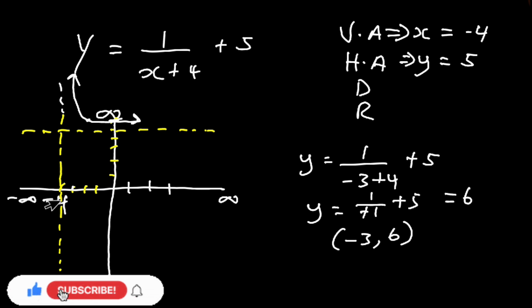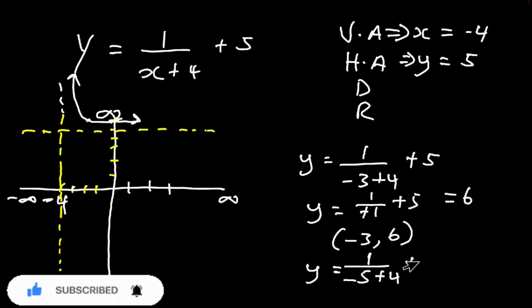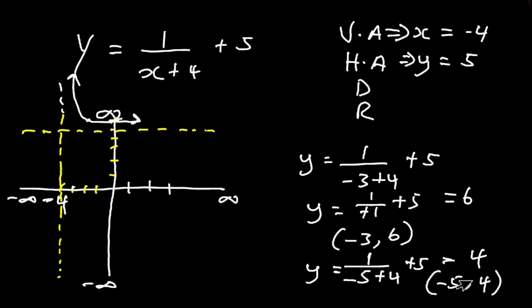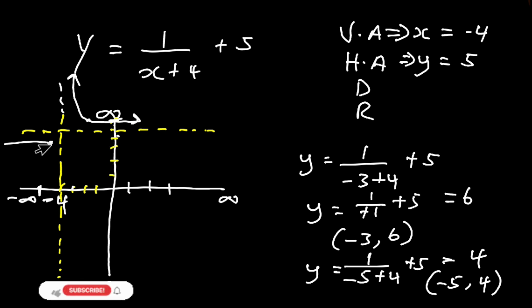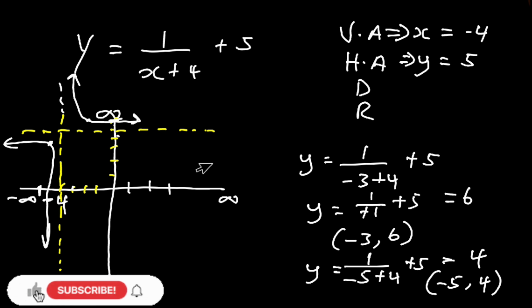Let's pick -5. If you plug in -5 here, we're going to have y is equal to 1 divided by -5 plus 4, plus 5. So -5 plus 4 is -1. Then -1 plus 5 is equal to 4. So the point is -5, 4. Let's plot it. We have -5 as our x value, which is at this point, and then we have 4 as our y value. Here is 1, 2, 3, 4, which is this point. So this is how this graph is going to look.